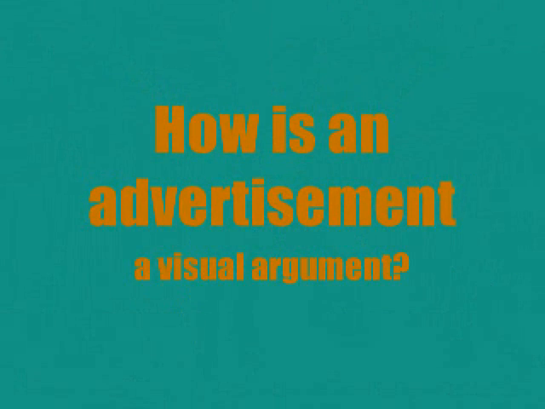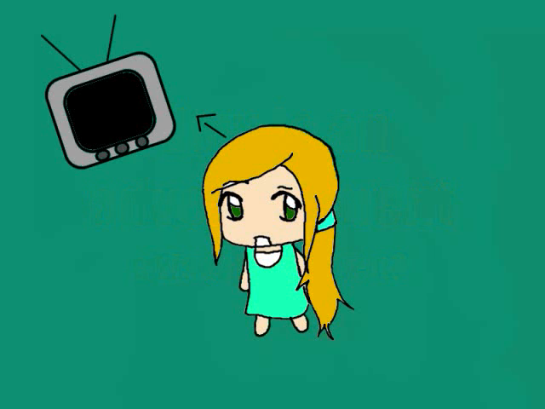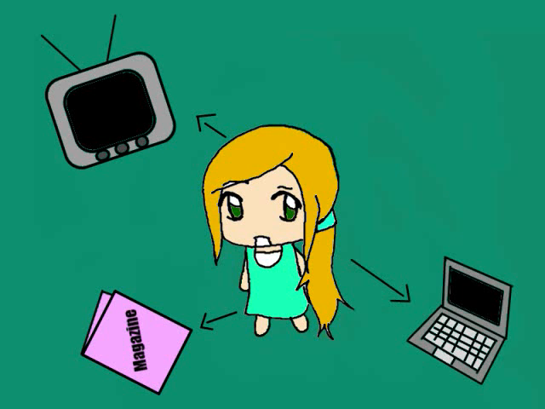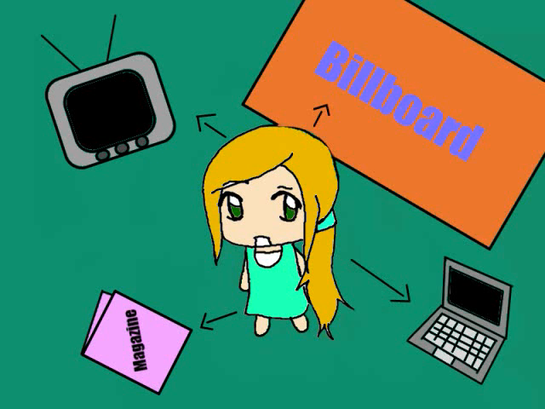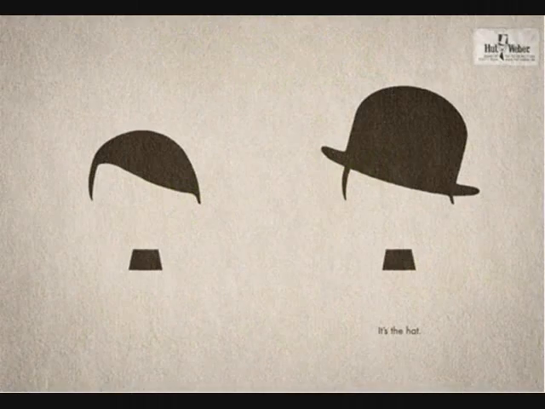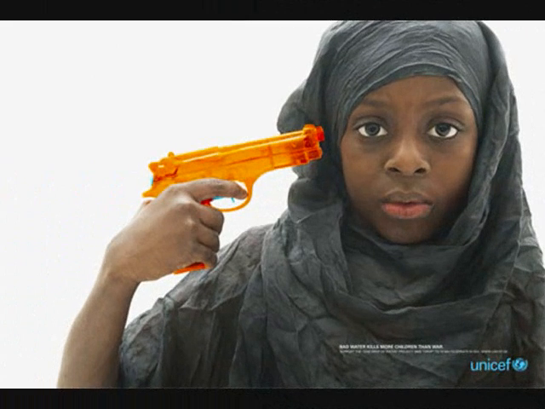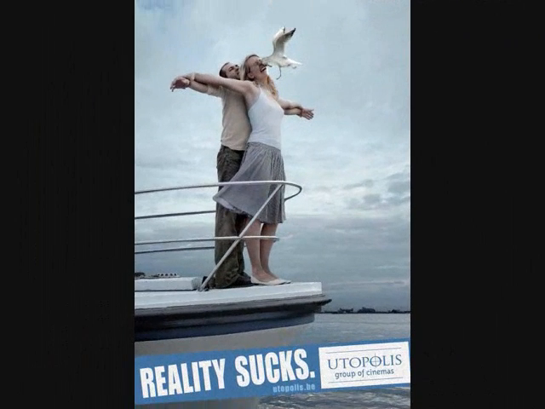How is an advertisement a visual argument? Ads are everywhere, as commercials on television, spreads in magazines, pop-ups on our computers, and on our highways as billboards. Simply put, an advertisement is used to convince or persuade you to part with your money. Companies are arguing that you need what they are selling, that what they are selling is better than their competitors, or that you should support their cause with a simple image or commercial.